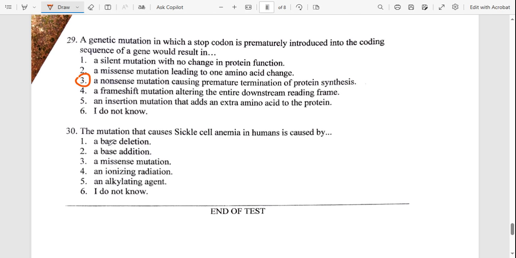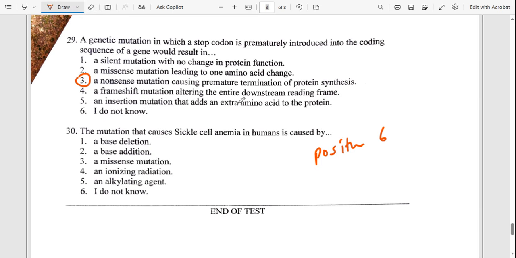Question 30 is saying the mutation that causes sickle cell anemia in humans is caused by. Now, for sickle cell anemia, at position number 6 on the beta gene of hemoglobin, what will happen is that you substitute valine for glutamate. That is what happens.